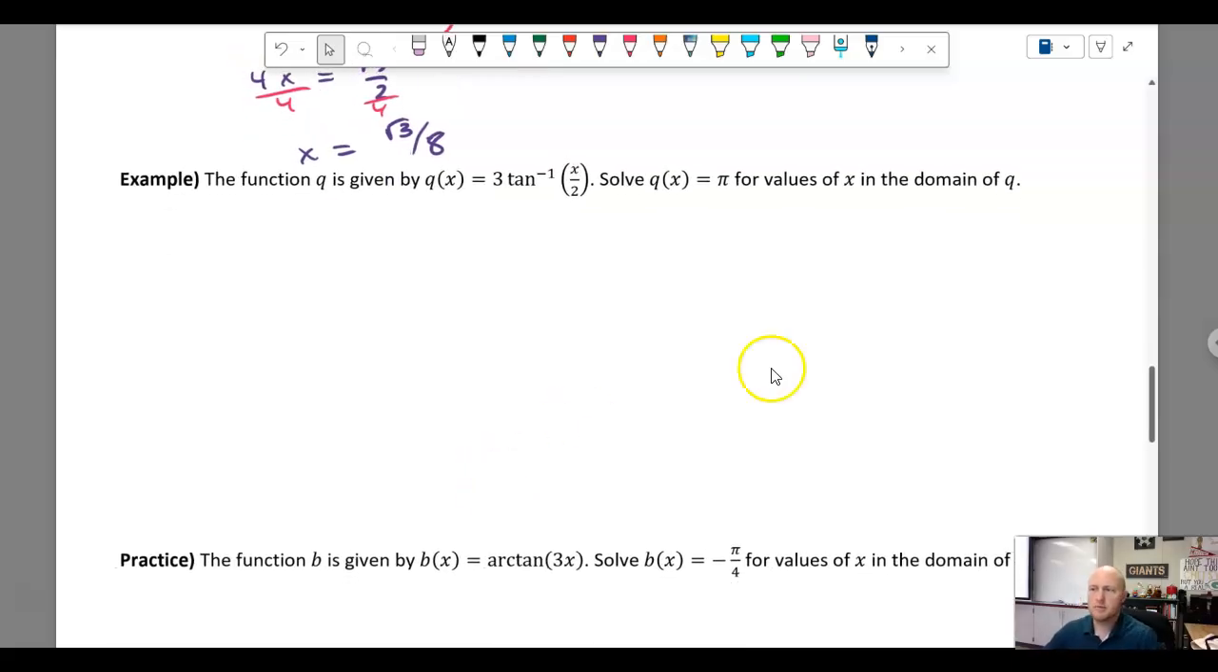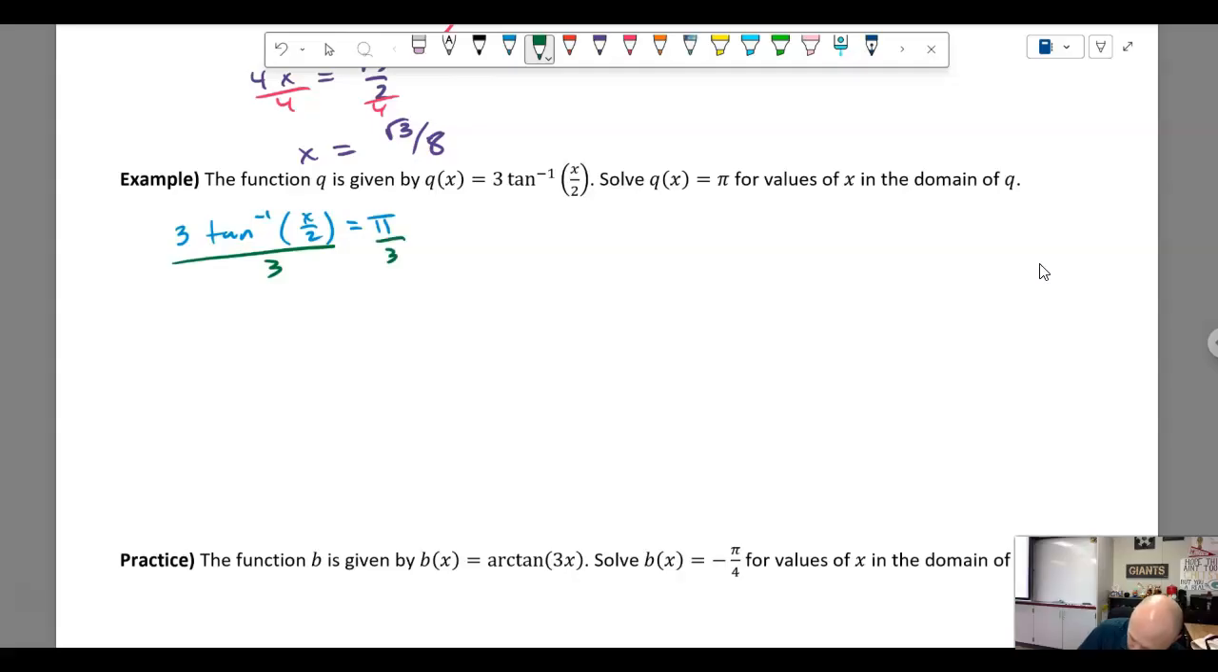Okay, last couple of examples. This is where maybe we get a little bit more complicated. But in this example, we have the function q is given by q of x equals 3 tan inverse of x over 2. Solve where q of x is equal to pi for values of x in the domain of q. So again, I'm going to take my function and we will set it equal to what they want: 3 tan inverse of x over 2 is equal to pi. So we'll divide both sides by 3. Tan inverse of x over 2 is equal to pi thirds.